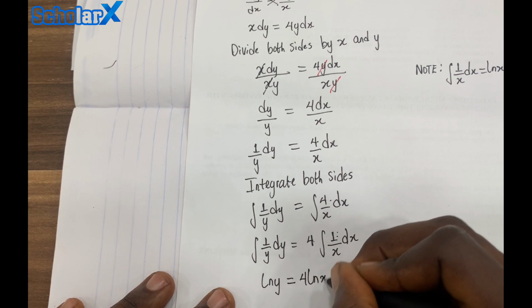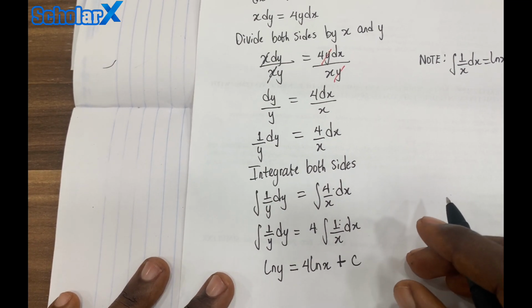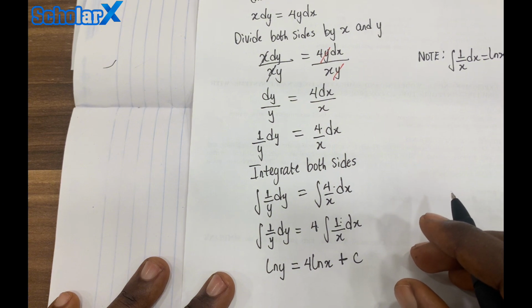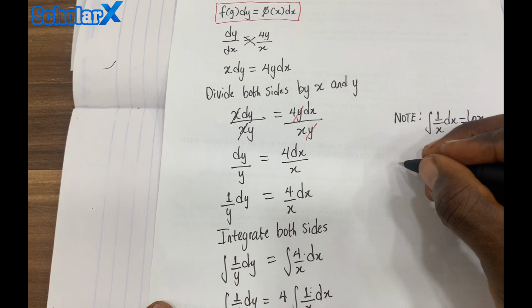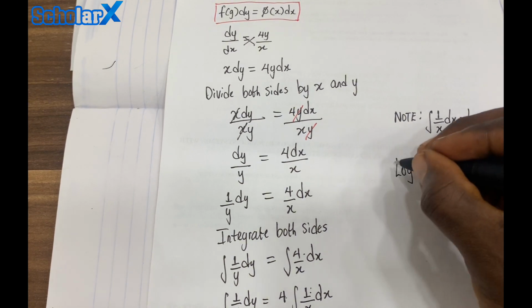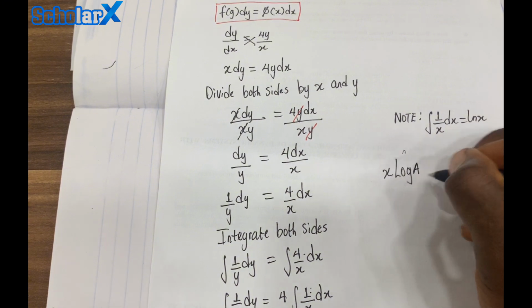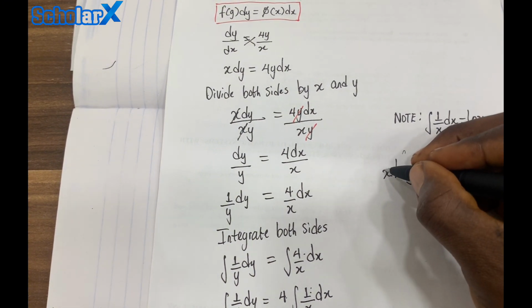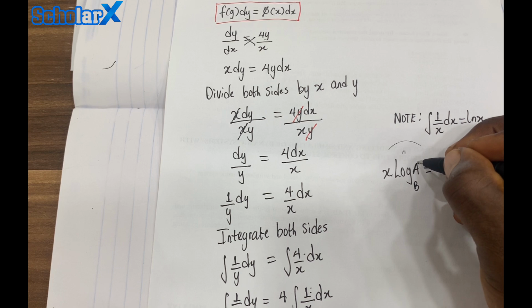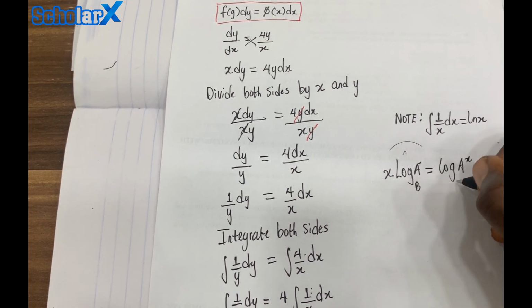4 ln x plus a constant of integration. Now, according to the law of logarithm, if you have log x, log a base b, the power can come back here, so it becomes log a to the power of x base b.